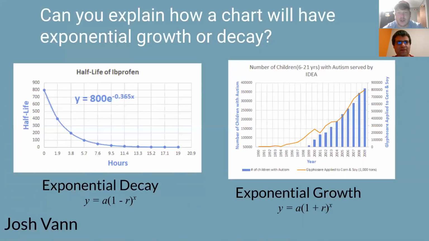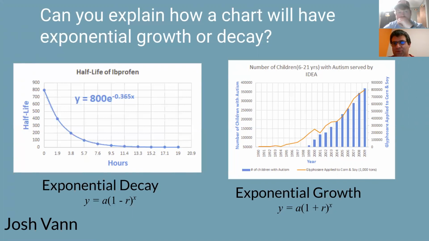Can you explain how a chart will have exponential growth or decay? As far as the half-life of ibuprofen, this chart shows exponential decay because if you look at your equation, we're actually subtracting whenever we do our equation. And this is a pretty smooth decay. Now, a decay will not go all the way to zero.